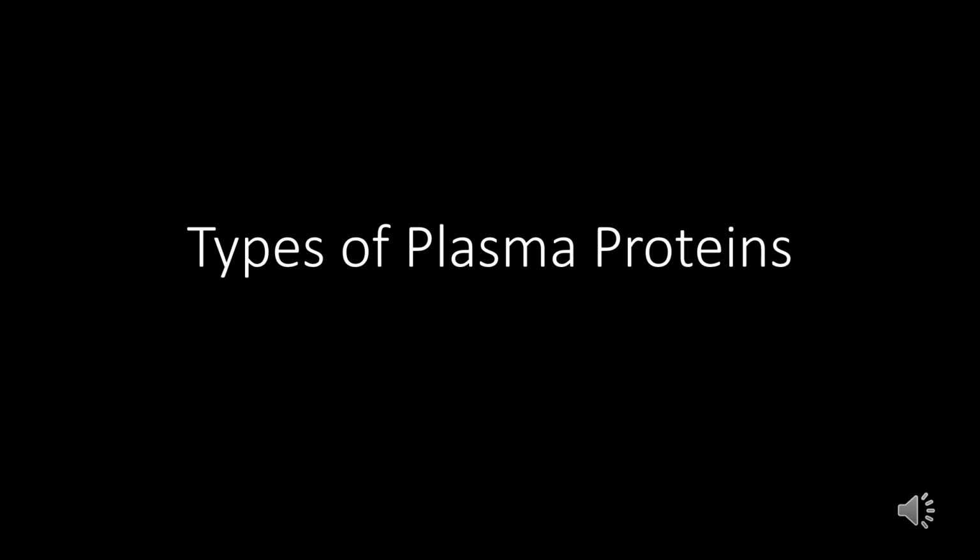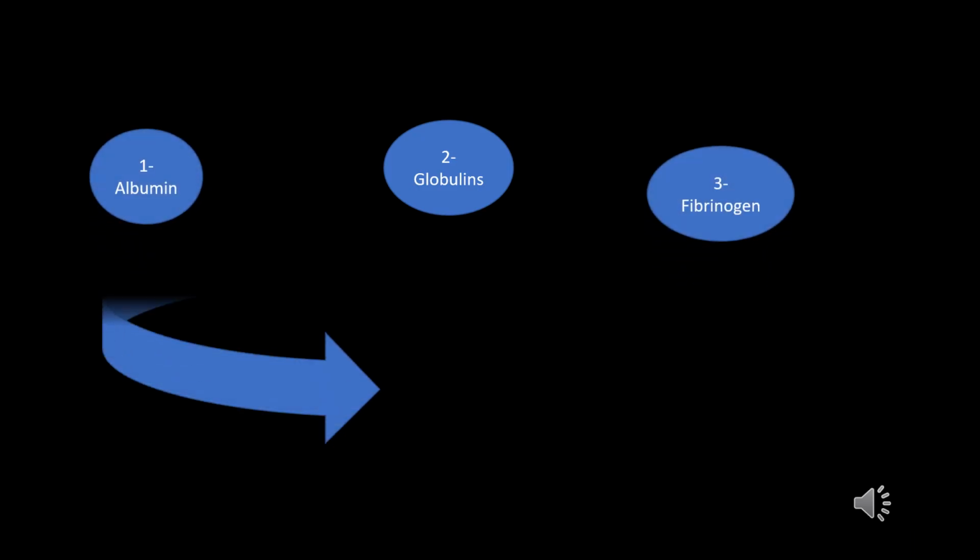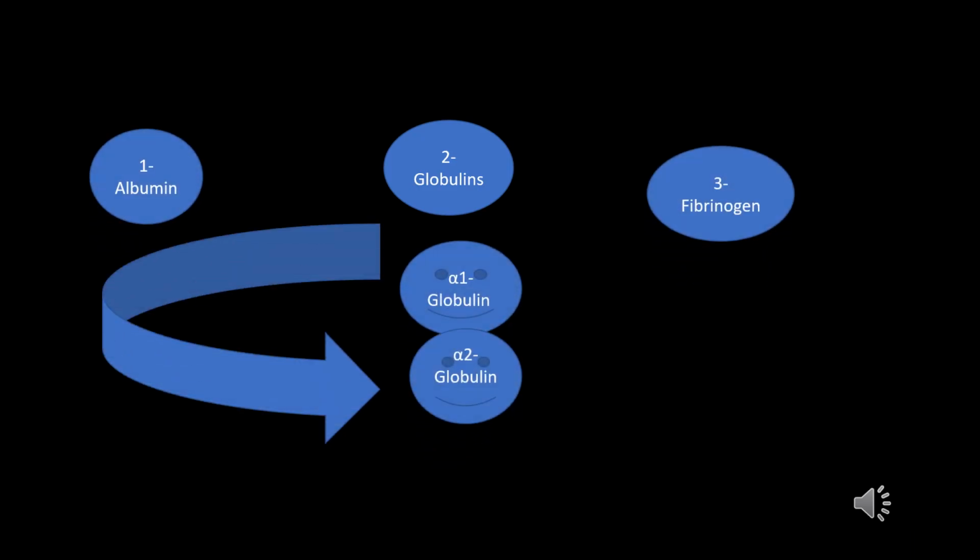Now, coming to the topic of this lecture, and that is the types of plasma proteins. Plasma proteins are divided into three major groups: the first one is albumin, the second is the globulins, and the third one is the fibrinogen. Now, the globulins are further divided as alpha 1 globulin, alpha 2 globulin, and the gamma globulins.